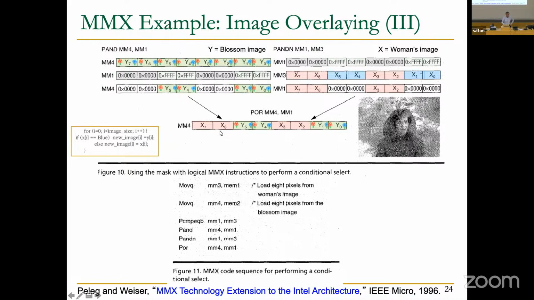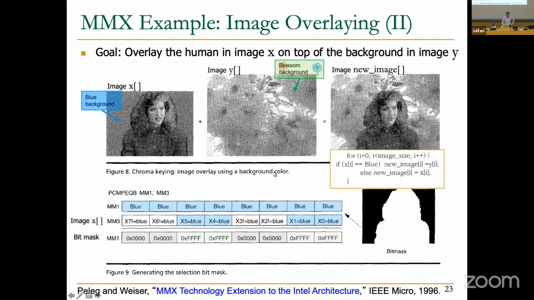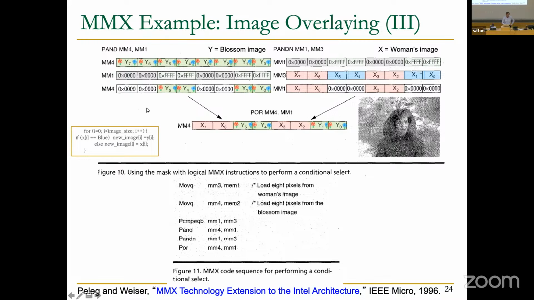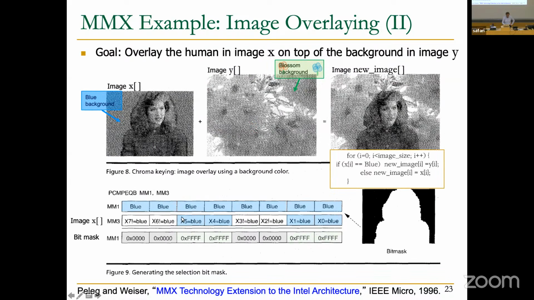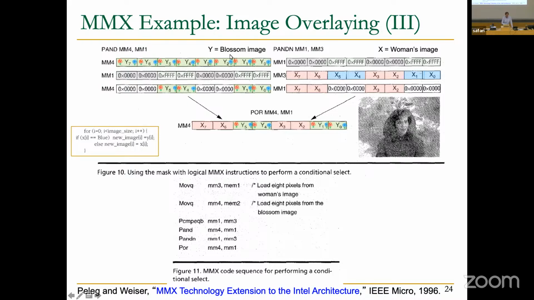Okay, so how do you take advantage of that bit mask now? Basically, remember what we were going to do is take the blossom image and replace the original image when the original image actually matches the blue parts. So if the bit mask is 1, in the final image, the pixel should come from the blossom image. If the bit mask is 0, in the final image, the pixel should come from the original image. Makes sense, hopefully, right? And this is what these instructions essentially do.